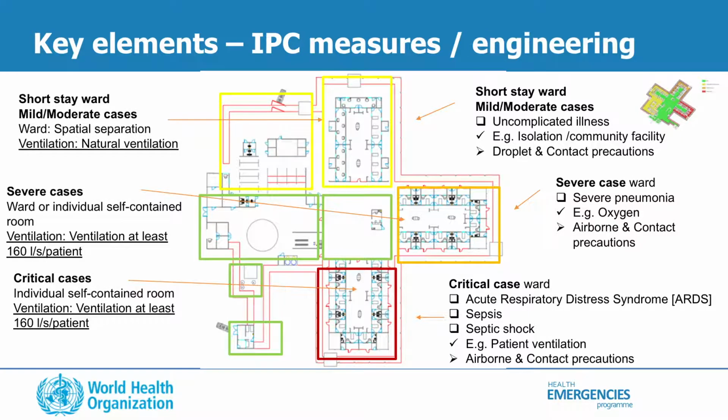From a structural point of view, wards have different types of ventilation. Natural ventilation is for the short-stay spatial separation ward. Ventilation of 160 liters per second per patient for severe cases in a ward or individual self-contained room, and ventilation of at least 160 liters per second per patient for critical cases in the individual self-contained room.